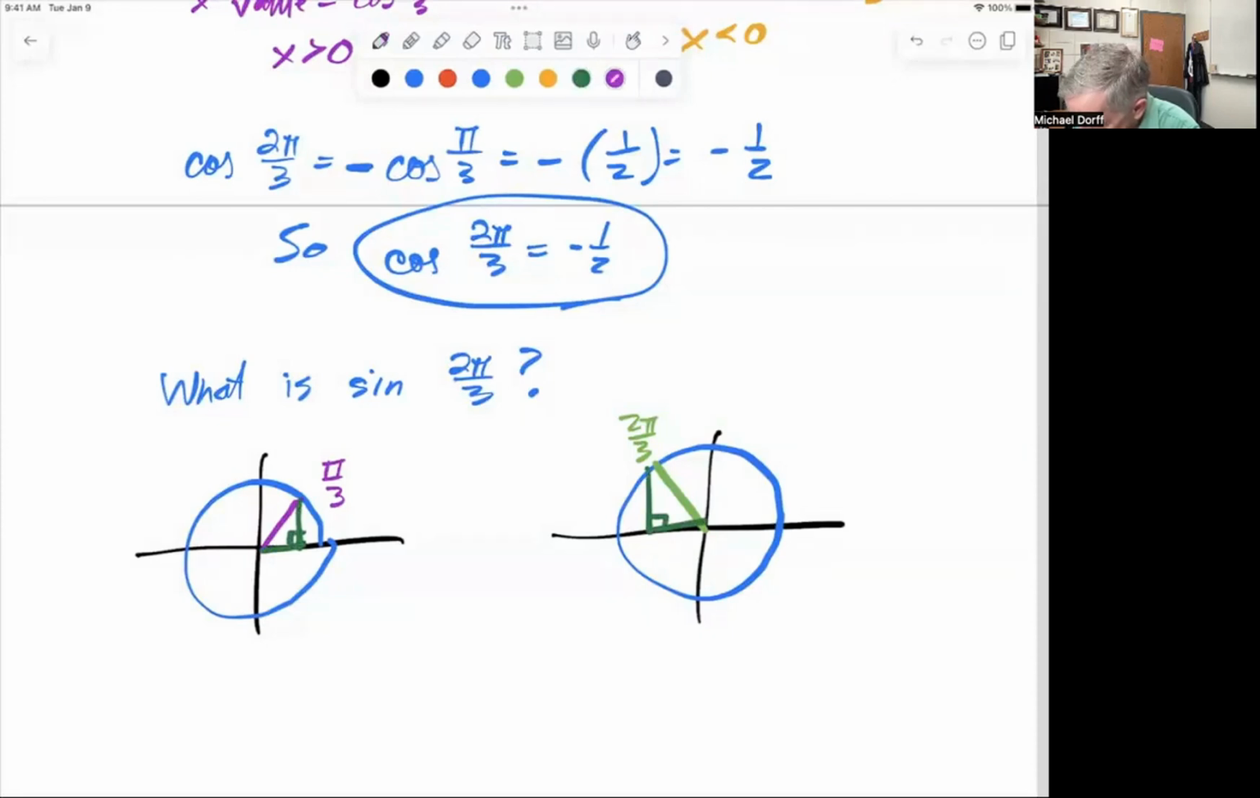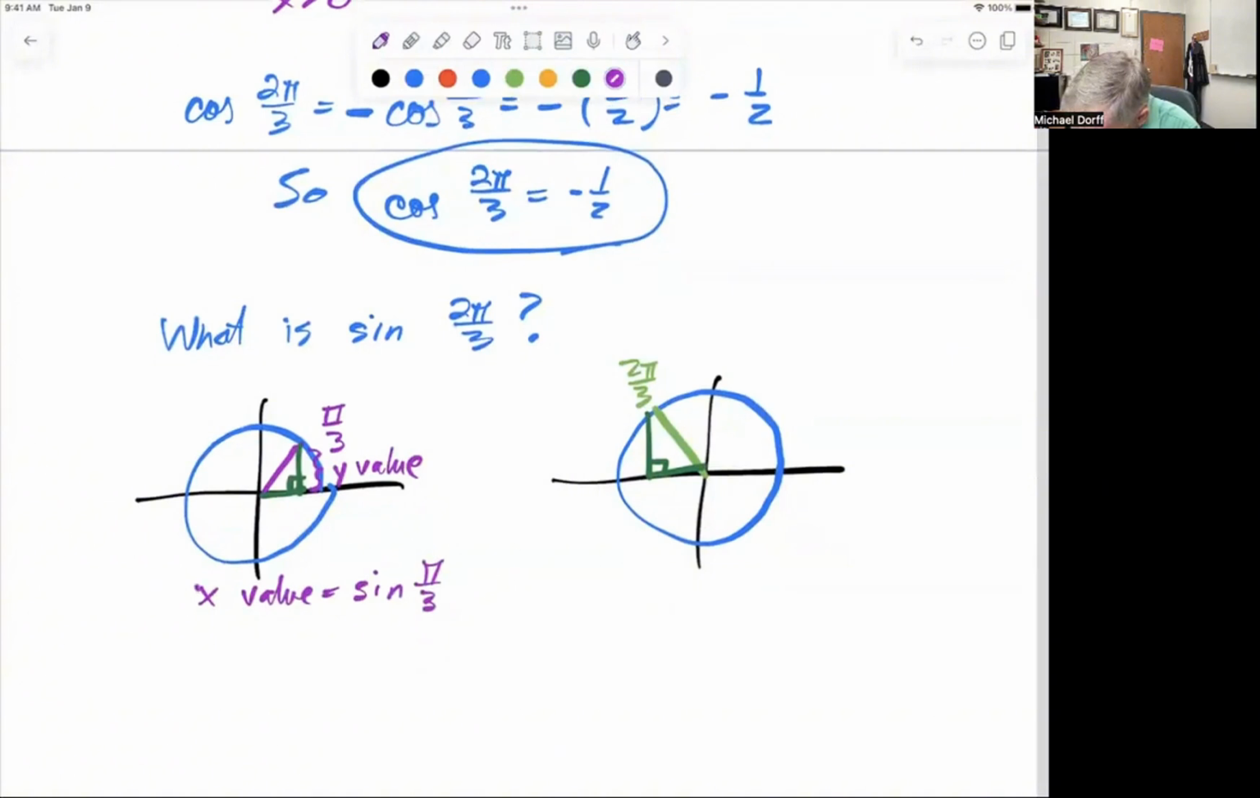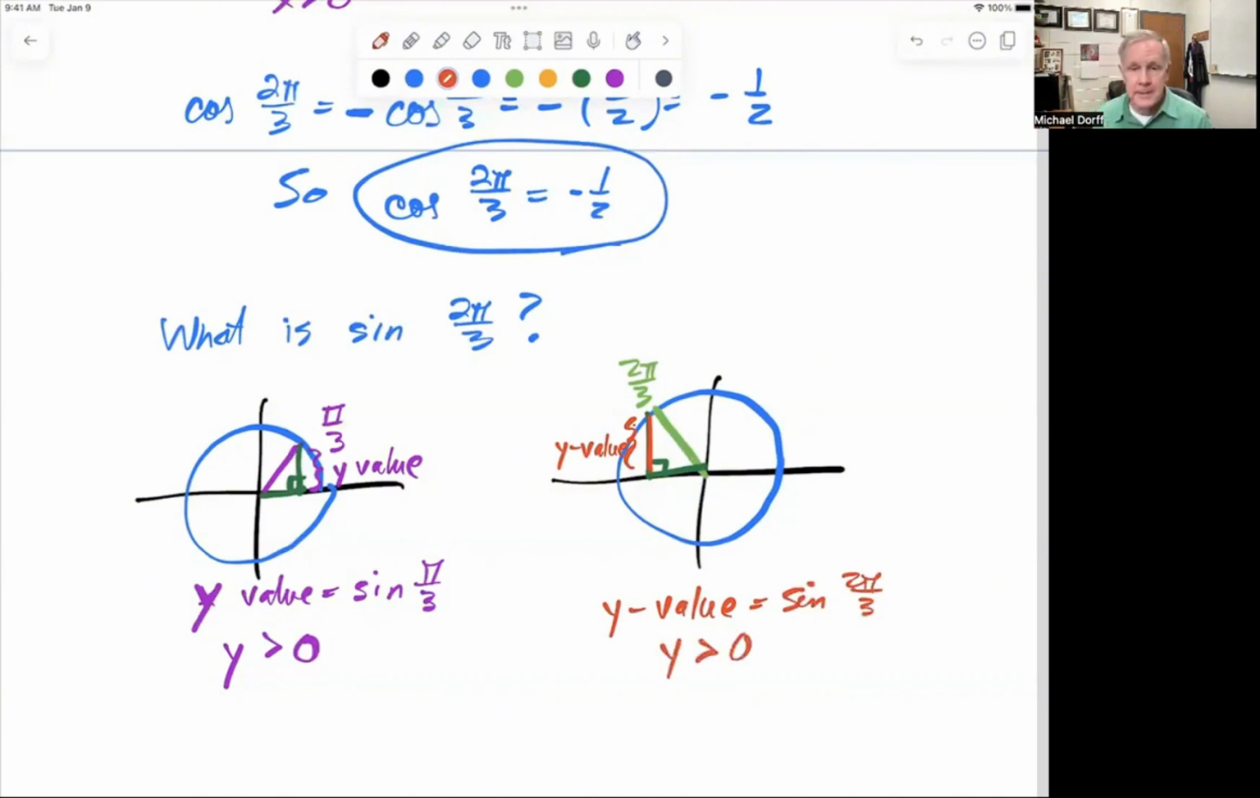So we're going to call this purple. This is the y value, and the y value equals the sine of pi over 3. And the y, in this case, the purple one, is in the first quadrant, so it's greater than 0. If I now look here, I'm going to call this the y value of 2 pi over 3. So the y value here is the sine of 2 pi over 3, and in this case, the y is also positive. Both y values are positive.